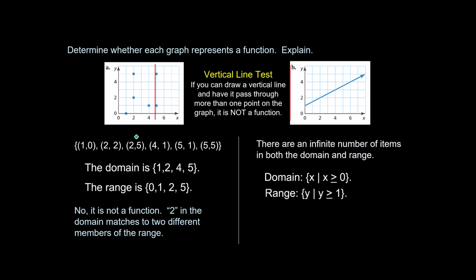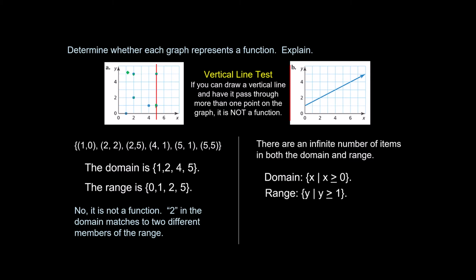So over here in this graph on the left, if I take this red vertical line and I slide it across the graph, you're going to notice that it touches both 5, 5 and 5, 2. I'm going to do that again. You'll notice it also touched 2, 2, and 2, 5. If it ever touches more than 1 point at the same time, it is not a function.